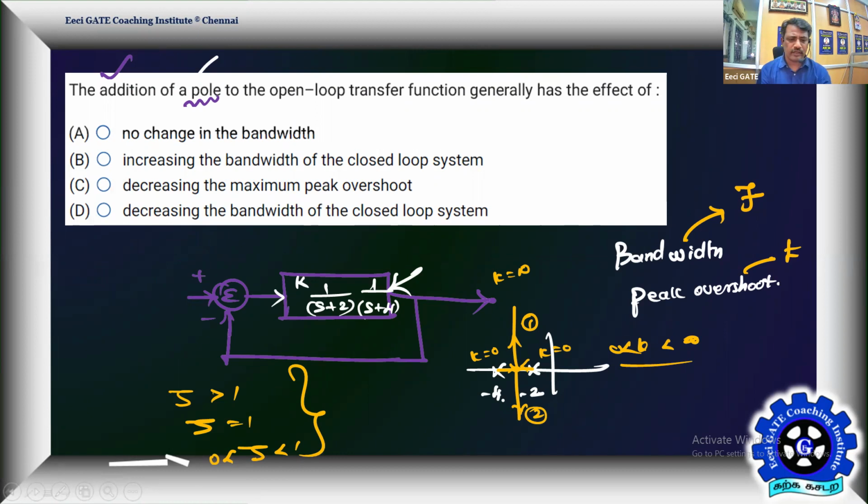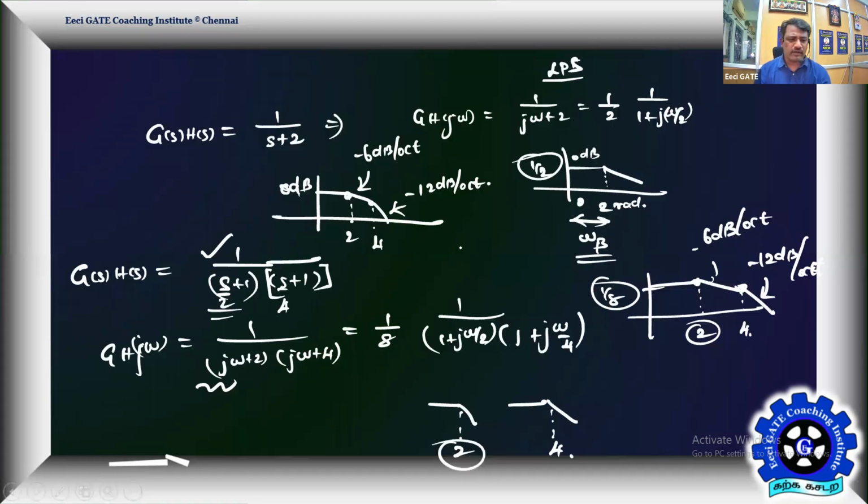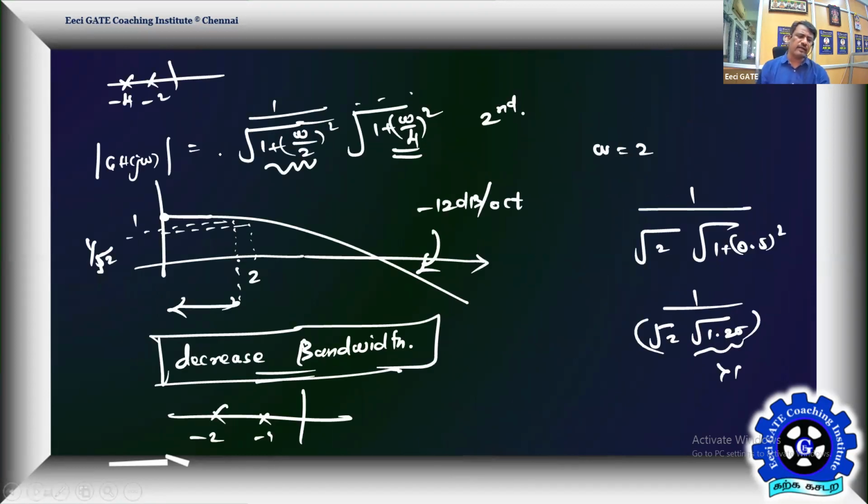So he's talking about the closed loop system, but what we are talking about is only G of S, H of S, that is, a loop transfer function Bode plot, but he's asking us to comment on the closed loop system. So what will happen to the closed loop system bandwidth? It's an open loop system bandwidth we are talking about here. What is the closed loop system bandwidth, because of adding a pole?